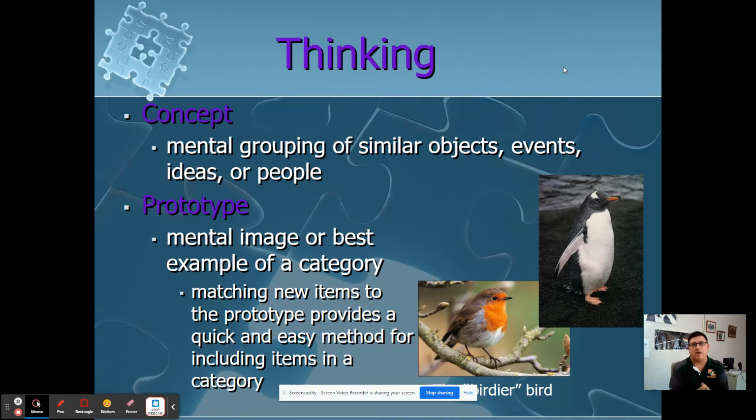So, what is a concept? A concept is a mental grouping of similar objects, events, ideas, or people. Part of concepts, we have prototypes. Prototypes is that best image you have of a category.